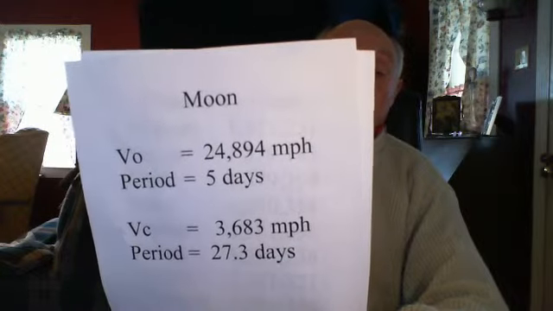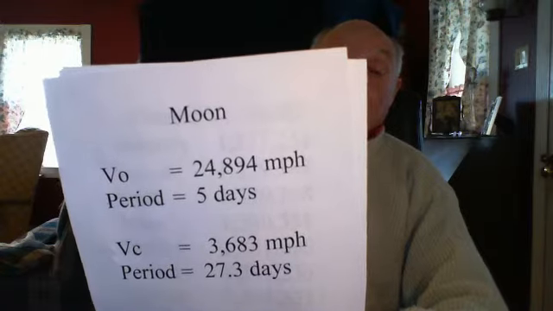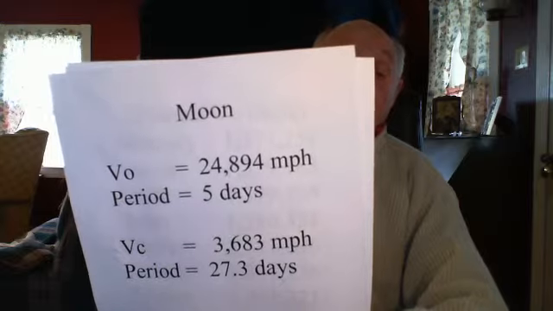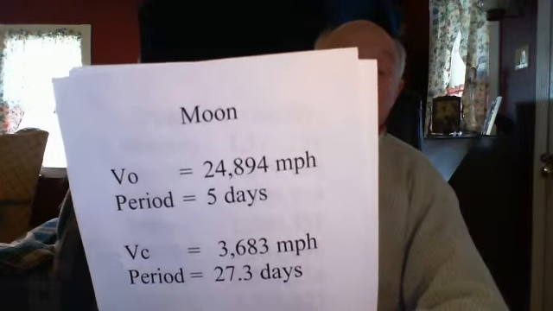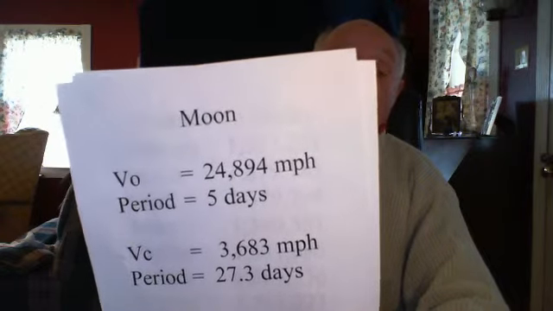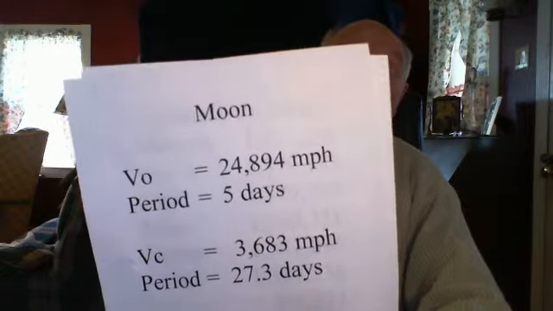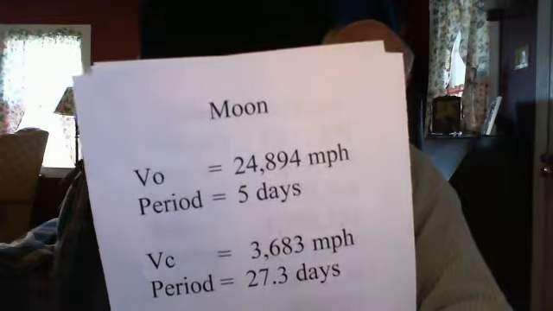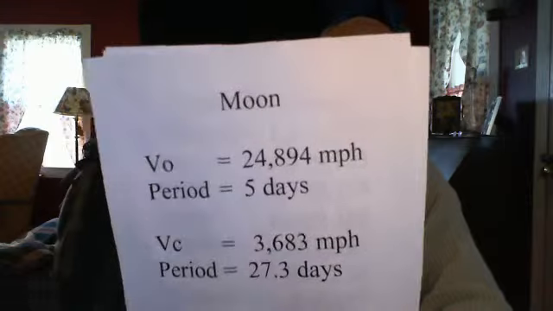Now, of course, it is, as we see below, 27.3 days, and the orbital velocity is 3,683 miles per hour. Those are the figures I received. Incidentally, in the previous video, I mispronounced one of the variables. I said it was the Earth's radius, I think, when in fact it was the moon's circular orbit radius. So those are some interesting numbers. But now let's look at some planets.